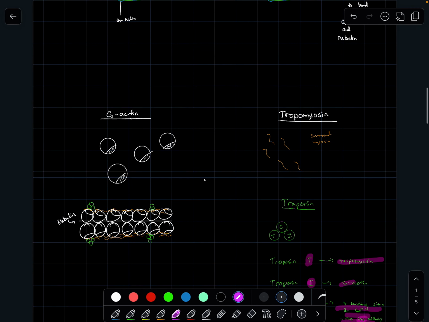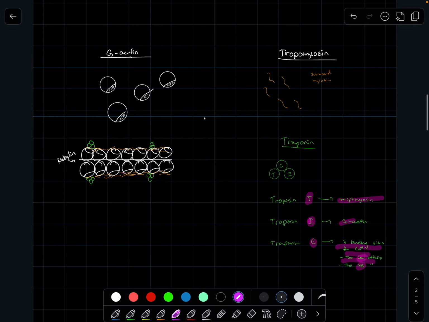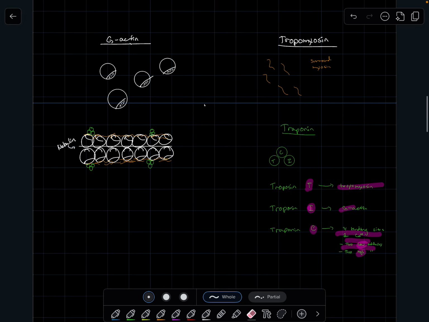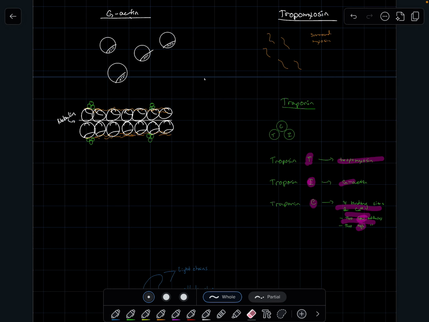Now we're going to take a deeper look into this. I feel like we've covered tropomyosin, right? It surrounds the G-actin. G-actin is a bunch of proteins that create polymers, basically, and troponin is what allows us to remove tropomyosin.